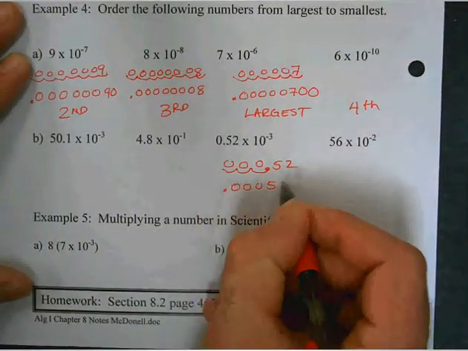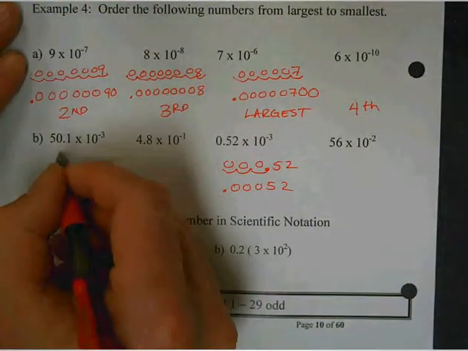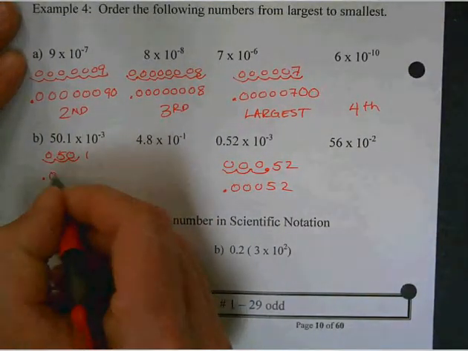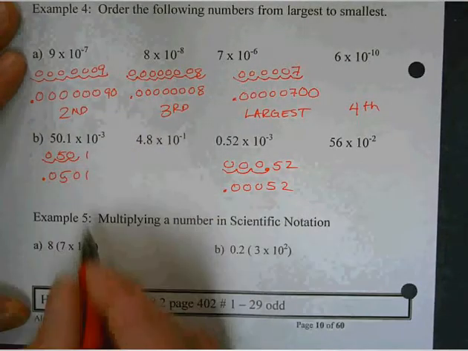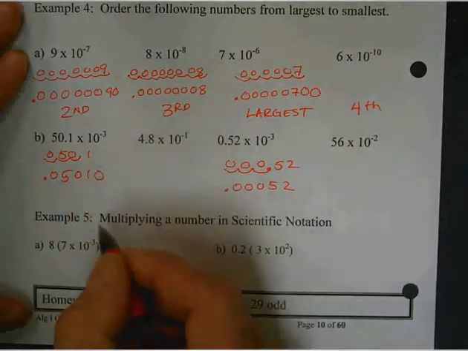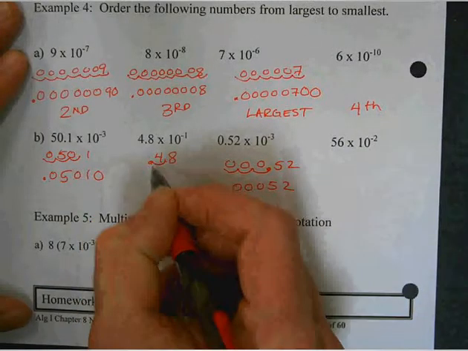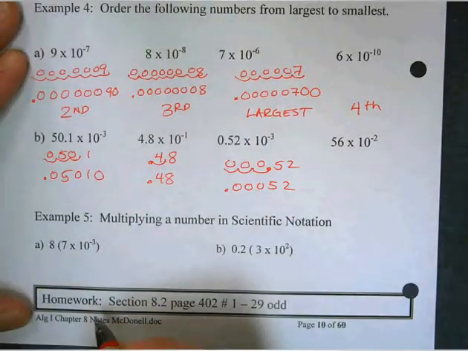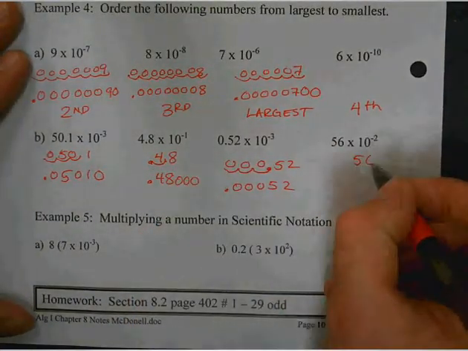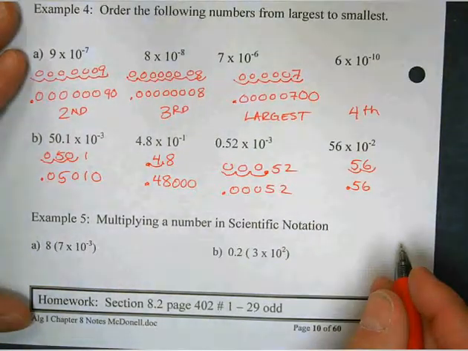So my standard right now is 5 decimals. Let's convert everything else to 5 decimals. 50.1, 1, 2, 3. That has 4 decimals. How do I make it have 5? Add a 0. 4.8, I'm moving that over 1. So 0.48. What do I need to add there? 3 zeros. And 56, 1, 2. I have 2 decimals. What do I need to add there? 3. So now we compare.